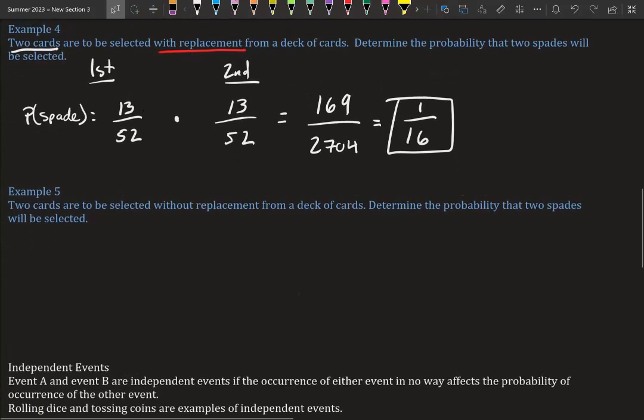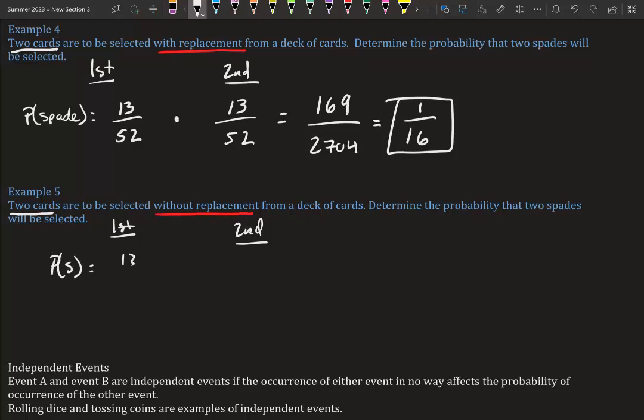All right, let's do the other one, without replacement. So it's the same setup. We still have 2 cards. But this time we're saying without replacement. So our first pick never changes. It's a fresh deck of cards. It's never been touched. I just took the jokers out. So there are 13 out of 52 spades.